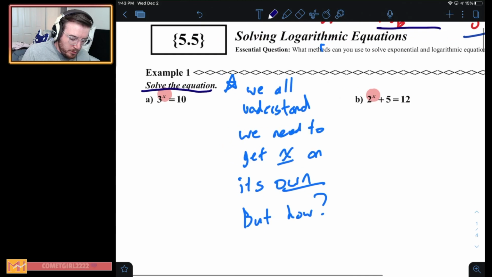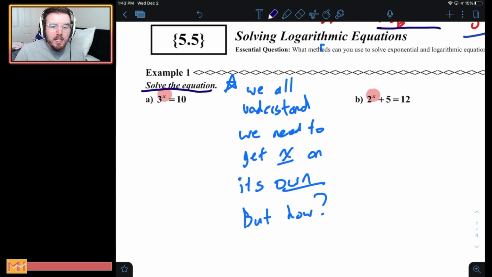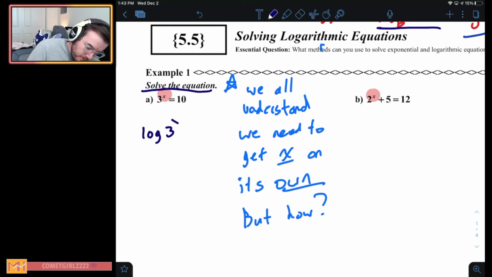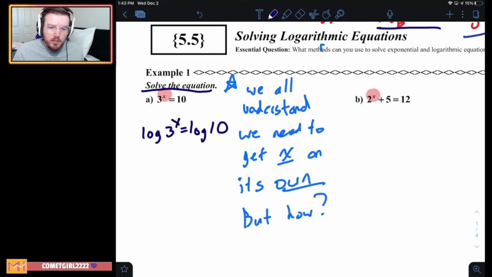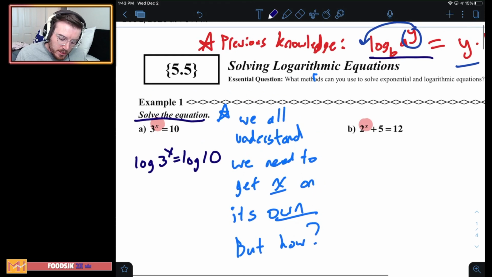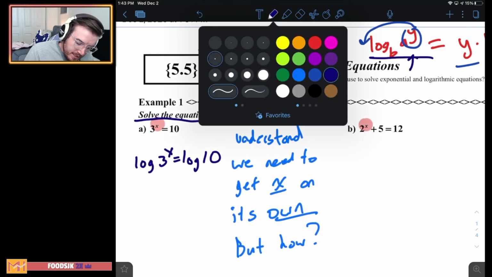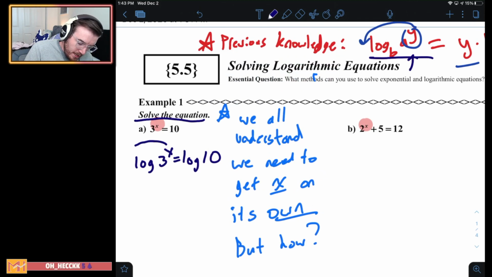So take a look at this first problem, 3 to the x equals 10. Well, you know when we solve problems, right? We can divide 2 to each side. We can add 3 to each side. We can take the square root of each side. Well, guess what? We can take the log of both sides. And that's exactly what I'm going to do. So I just took the log of both sides. Why? Because now I can use this property right here. The next step here, I'm going to bring down the x. X times log of 3 equals log of 10.